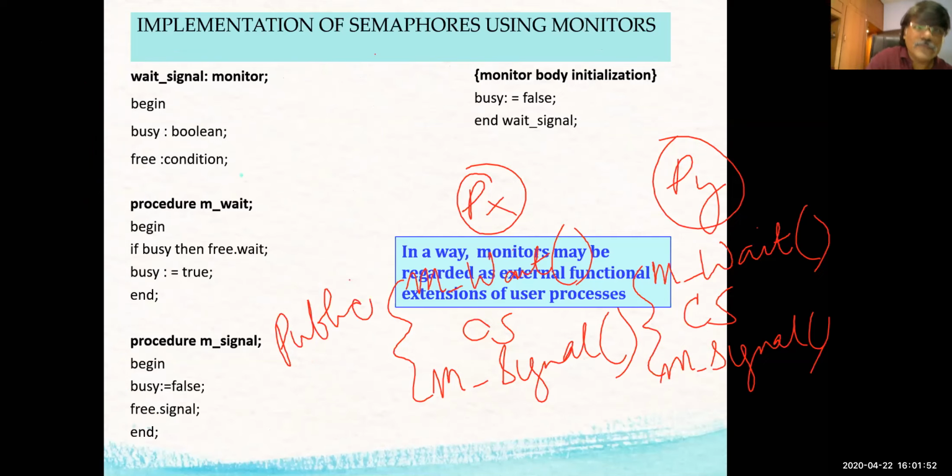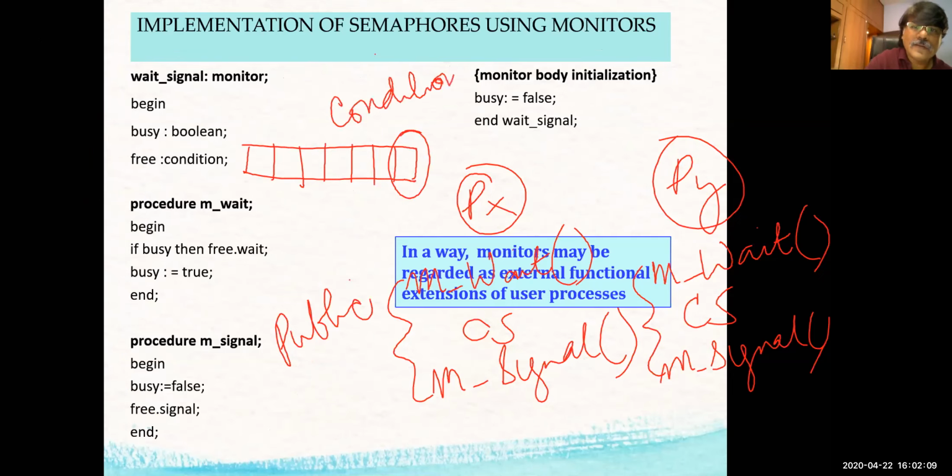You can assume this condition as a header of a queue. So say there is a queue here, and this header of the queue is called a condition, and the name of this condition we have given as free. So free is the name of the condition.